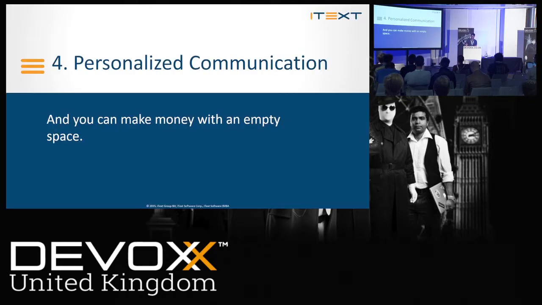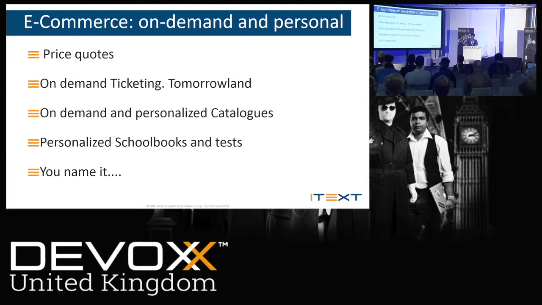Now, the last case that I'll be talking about is personalized communication. Because iText is an API, you can very easily customize your PDFs, and you can make money with an empty space. So these are all very interesting examples on how to customize your PDFs. The ticketing is a very simple example. A user buys a ticket, for instance, for Tomorrowland, a very famous festival in Belgium. And he gets back his ticket in a PDF with his name, the date that he's going, the time of opening. That's all customized.